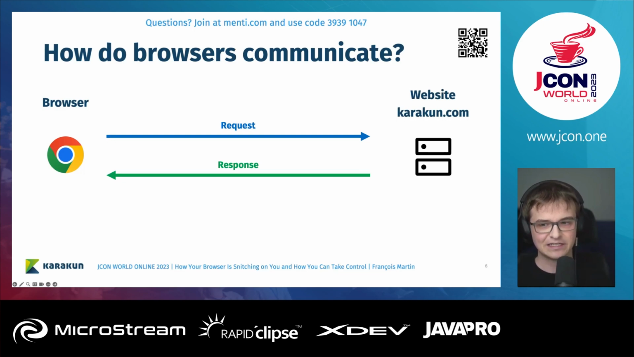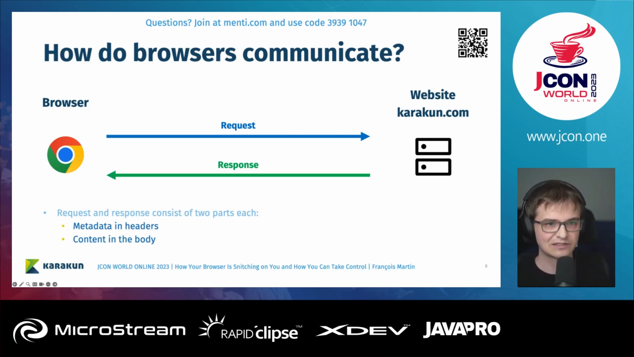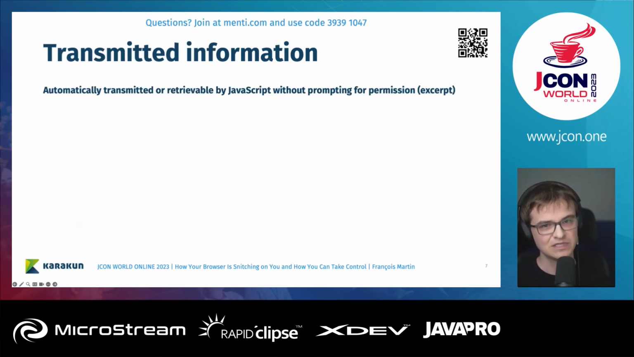And in this talk, we have both request and response, with metadata in the headers and the content in the body. We are mostly concerned with the data that is either in the headers or that is read by JavaScript and then simply sent explicitly to the website itself. So now the question is, what kind of data can the browser reveal about us without asking for our explicit permission, and why? And maybe can and should we prevent that? So let's have a look.